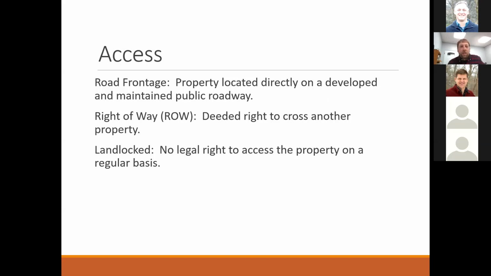Access is probably one of the most important things that we look at in the valuation of Sugarbush real estate, or any real estate for that matter. Three primary categories that I've lumped the properties into are those with road frontage, those located on a right-of-way, and those that are landlocked.